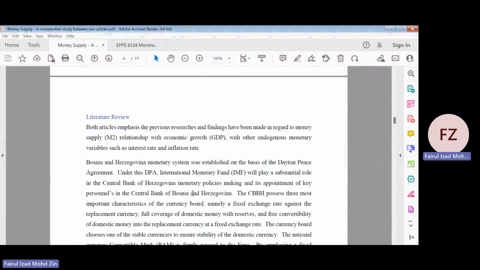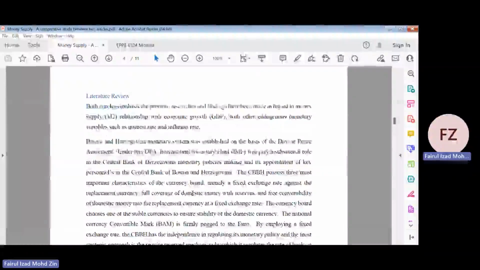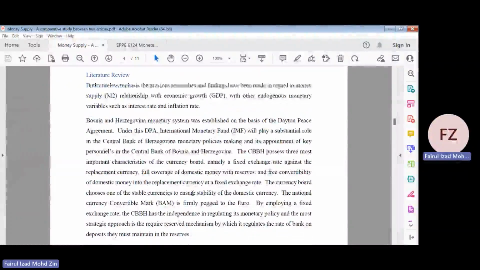Both articles emphasize the previous research and findings that have been made in regard to money supply and its relationship with economic growth, GDP, and other endogenous monetary variables such as interest rate and inflation rate. Bosnia and Herzegovina's money system was established on the basis of the Dayton Peace Agreement.